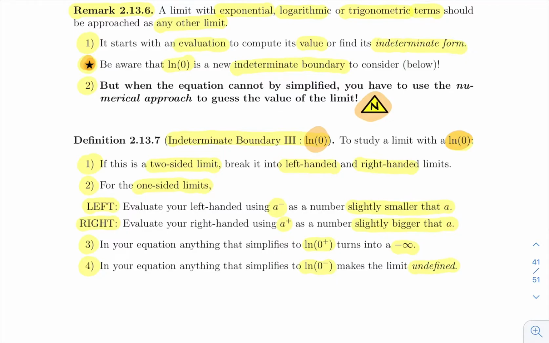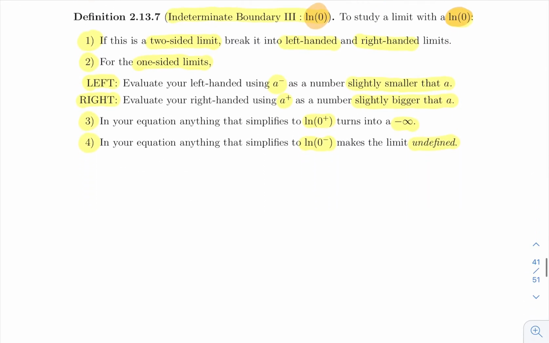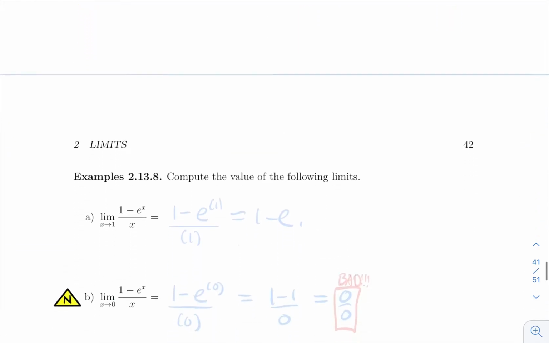And then if you have a two-sided limit, you compare. Maybe on both sides you're going to get minus infinity, and then your two-sided limit is minus infinity, or on both sides it's going to be undefined. That's kind of scary. And then your limit is also undefined. All right, so now let's do some examples.